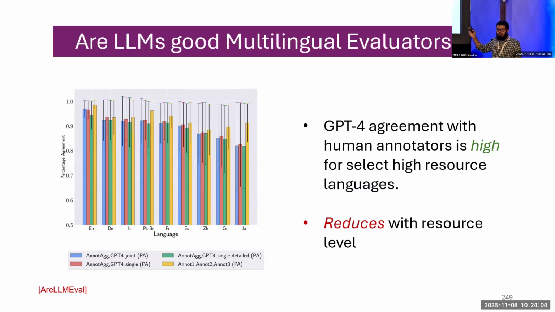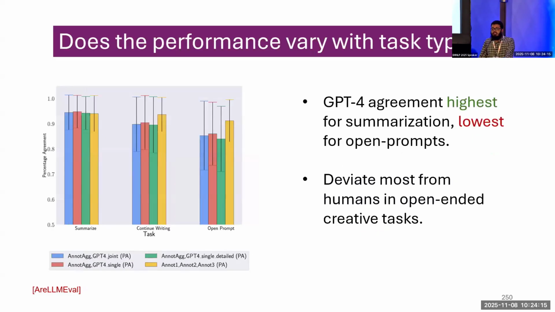Of course, these results are a bit outdated. These were for the GPT-4 model. Now, of course, GPT-5 and other models have come up, which may perform a bit better than this. Second finding is, does this vary with task type? Yes. Summarization, for example, has much better correlation as compared to a much more open-ended task like open prompt or continue writing. So they deviate most from humans in open-ended creative tasks.